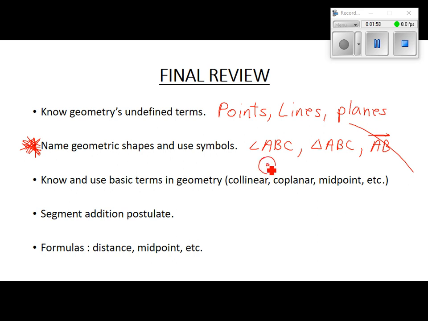Somebody tell me what this is. Read that to me. Circle P. So on, so on, so on. Know the basic terms in geometry. Collinear. What's collinear mean? Same line. Coplanar. Same plane. So on, so on, so on.